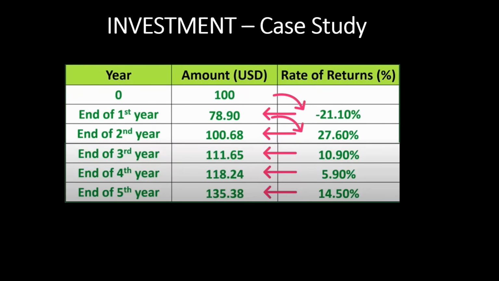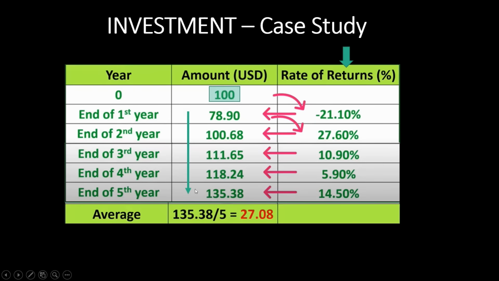So our intuition is that, okay, you take those average values, add them together and divide by number of elements. Basically, you are taking average of the averages. You get 135.38, which is your last element, and divide by 5 because after 5 years, you got about 27.08 percentage return. Is this correct?